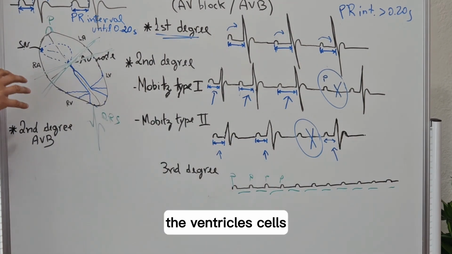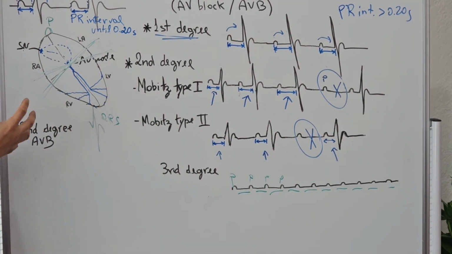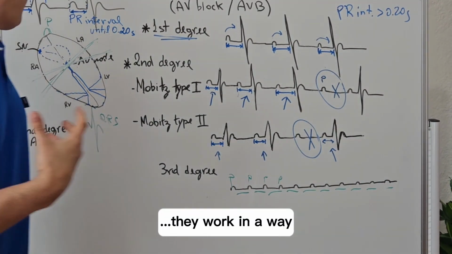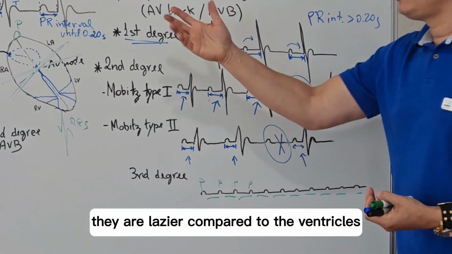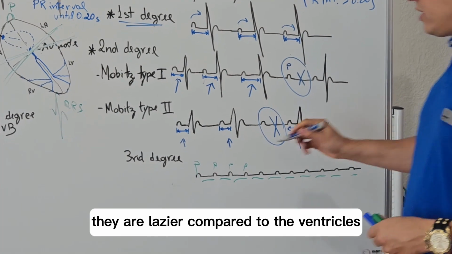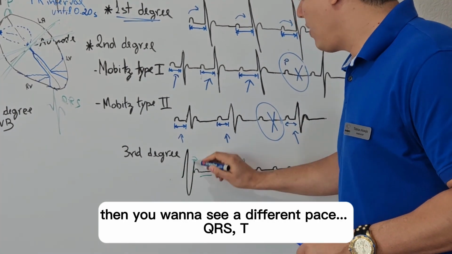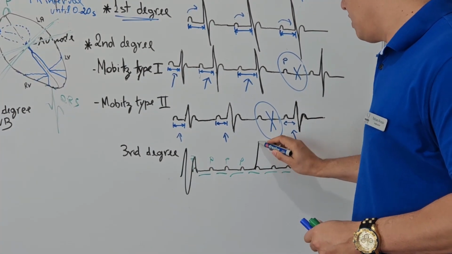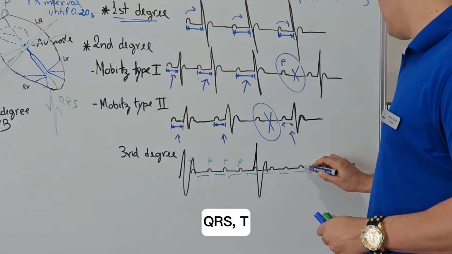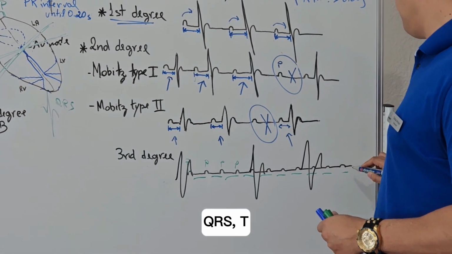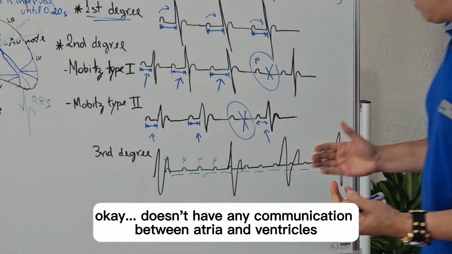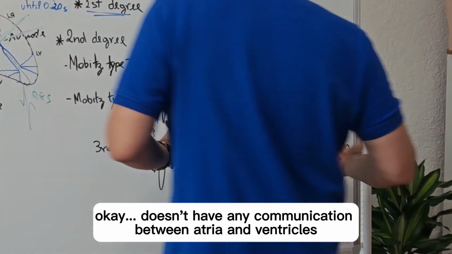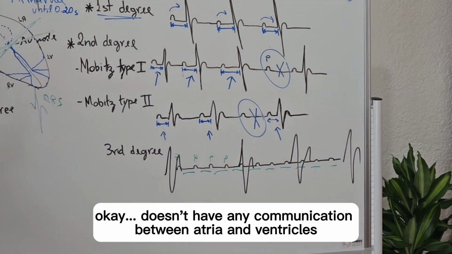The ventricle cells work in a different way, okay? They are lazier compared to the atria. Then you're going to see a different pace. QRST, QRST, QRST, QRST. Okay, there isn't any communication between atria and ventricles.